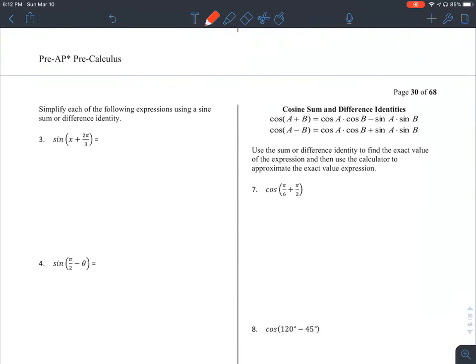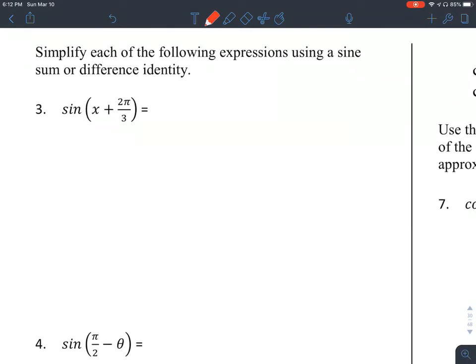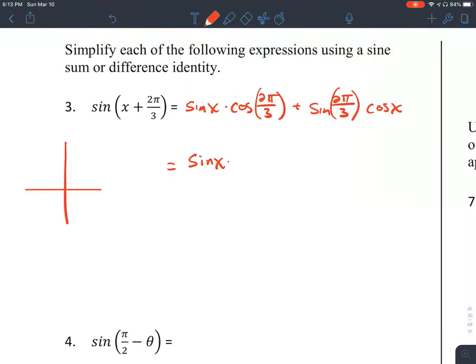All right. Simplify each of the following using a sine sum or difference identity. Well, this is going to equal sine of x times cosine of 2 pi over 3 plus sine of 2 pi over 3 times cosine of x. Don't know what sine of x is? Cosine of 2 pi over 3, that's going to be in quadrant 2. Let me just draw that. That makes the reference angle pi over 3.